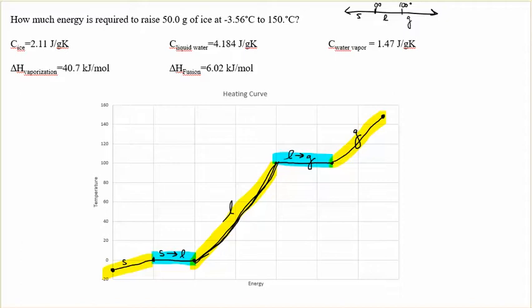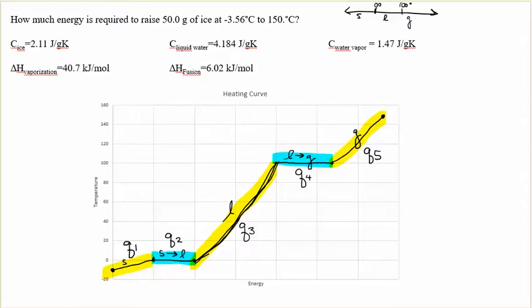Okay, so now really we need to calculate things. This is where ramps versus plateaus become really important. There are 5 Qs. I'm going to call this Q1, Q2, Q3, Q4, and Q5. These are 5 different portions of energy that we're going to calculate, and when you add them all together, you'll get the total amount of energy required to raise that ice from negative 3.56 to 150.